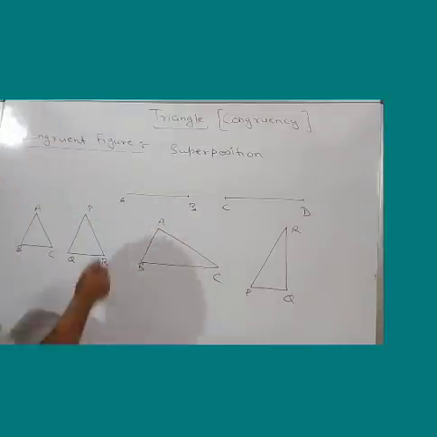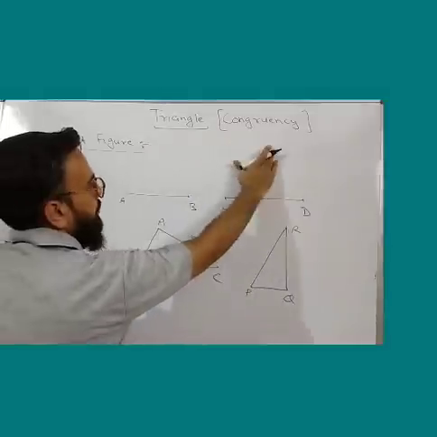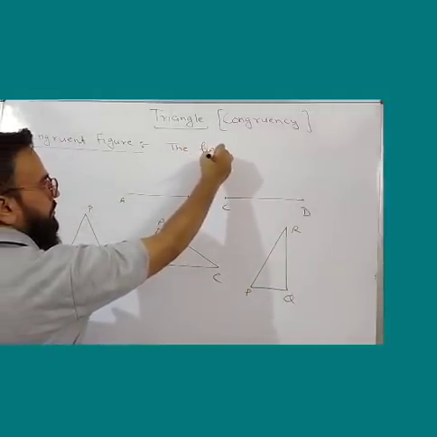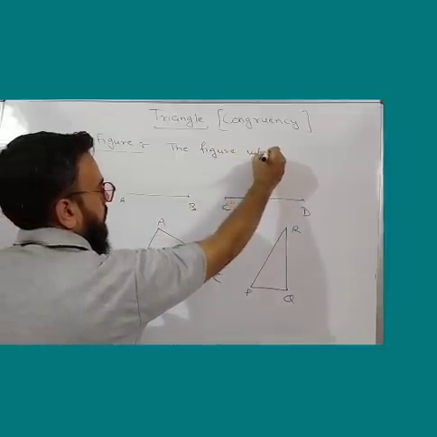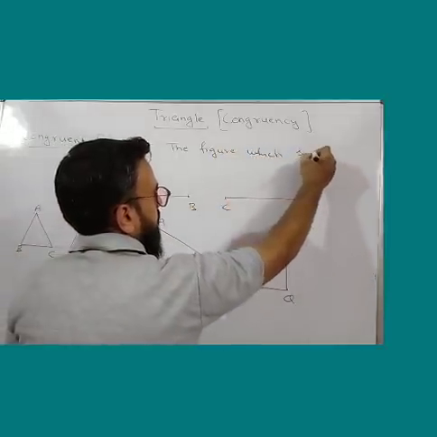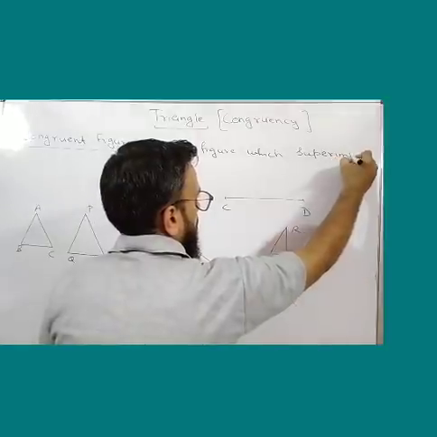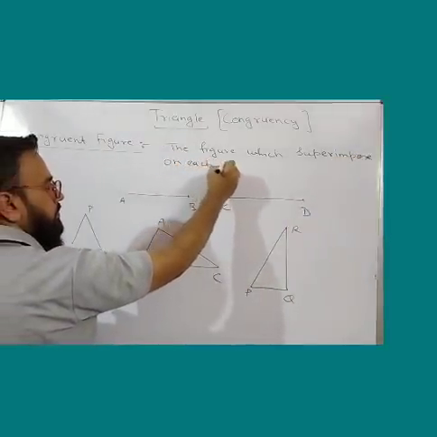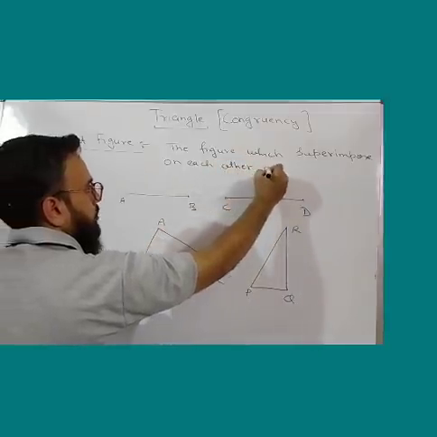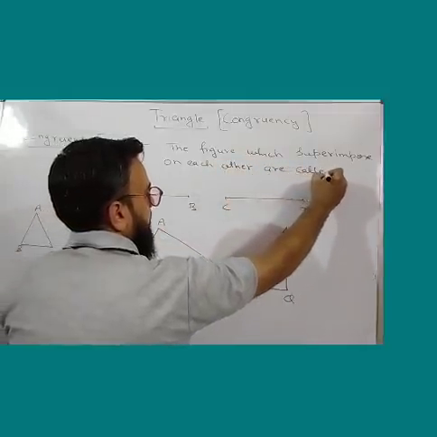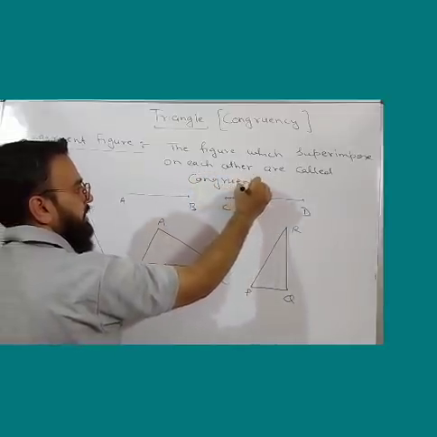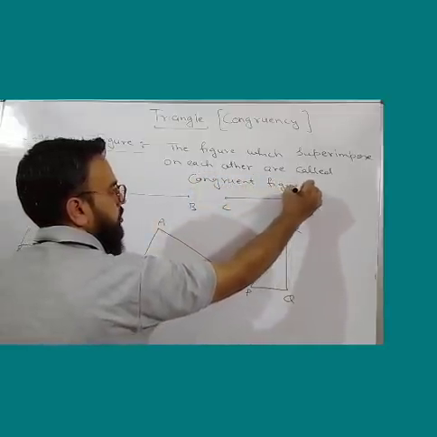Then only both the figures will be known as congruent figures. So what is the definition of congruent figures? The figures which superimpose on each other are called congruent figures. So this is the definition of congruent figures.